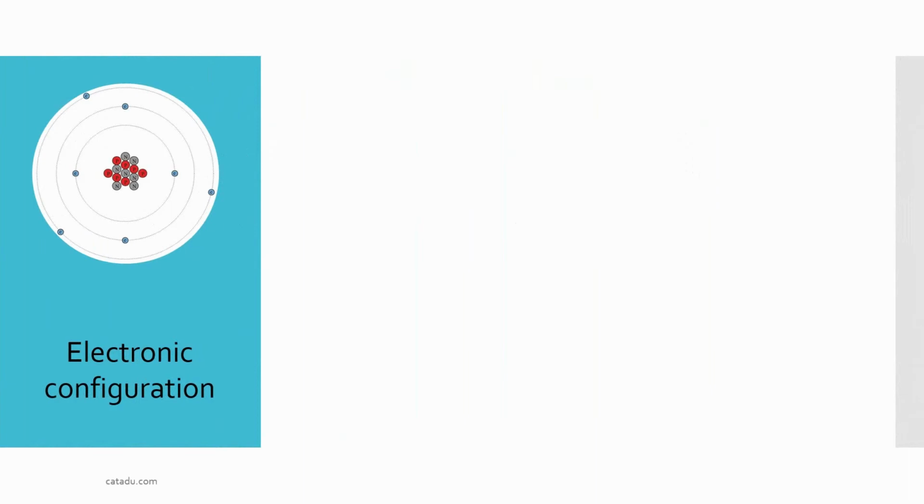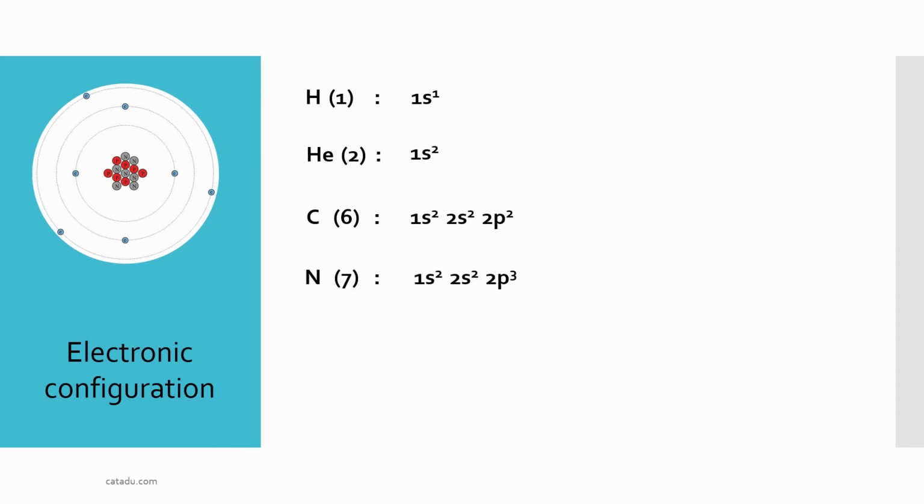You have to remember that one. Electronic configuration. For hydrogen, we have only one electron. It will come in 1s. The first orbit, s orbital, has one electron. This is the explanation. Helium: the first orbit, s orbital, has 2 electrons. For carbon, we have 1s2, 2s2, and 2p2 in the second shell. The last shell has s and p, total 4 electrons. For nitrogen, the last is 2s2, 2p3. Oxygen, 2p4.